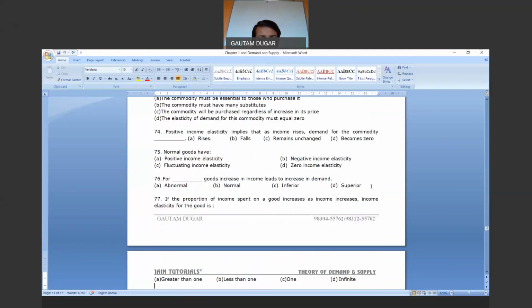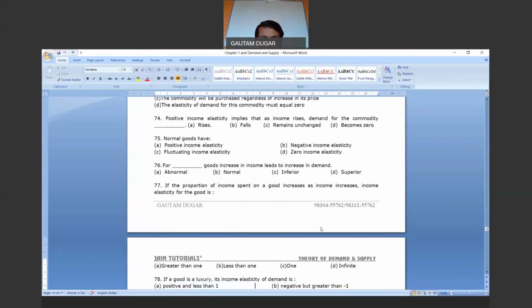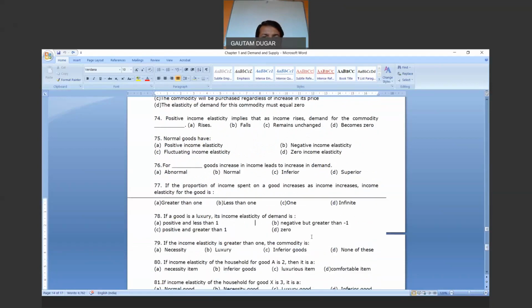I'll skip a bit of this portion again. Going to 74. Question number 74. Positive income elasticity implies that as income increases, demand for the commodity obviously increases, rises. That's right. 74 is A. 75. Normal goods have, answer please, obviously positive income elasticity.